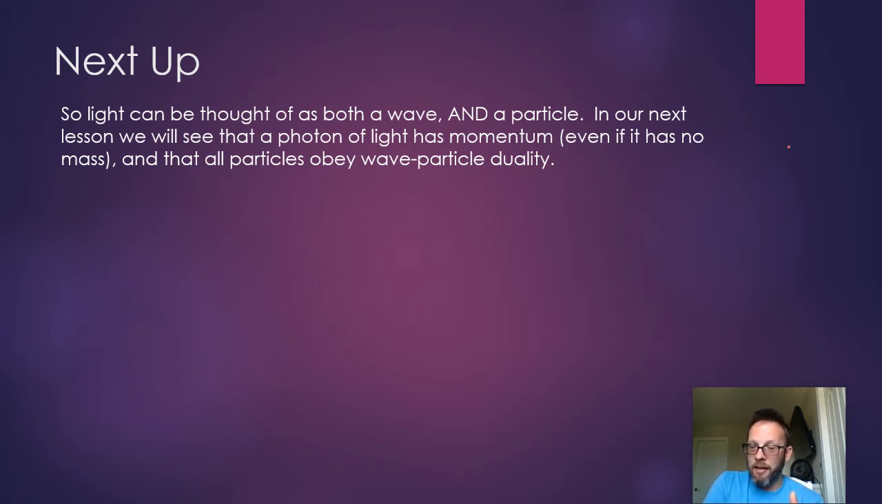And in fact, not only light has this wave-particle duality, all particles do. Which is kind of weird, that we can find the wavelength of a particle like an electron. And in our next lesson, we're actually going to show that if light is a particle, it actually has momentum as well, which is pretty cool. So I'll save that till our next lesson.